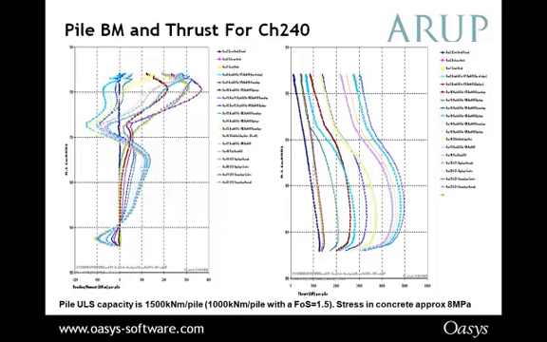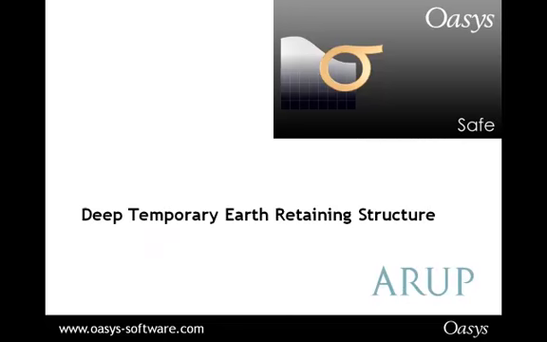And this helps us understand the capacity of the pile. So we can look at the ULS capacity. How does it compare with the actual bending moment? What's the stress in concrete? How does it compare with the thrust? So it's quite a powerful tool in helping us understand the problem and the impact of what we're doing, the impact of the construction sequence on the arch.